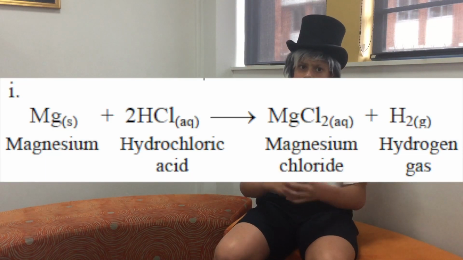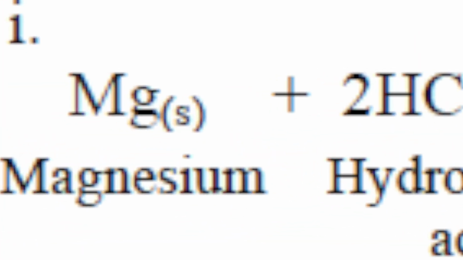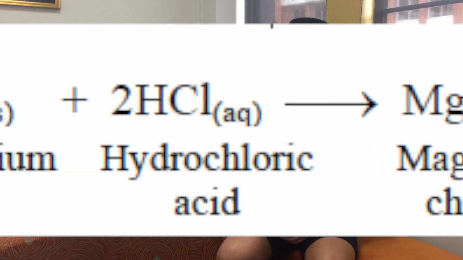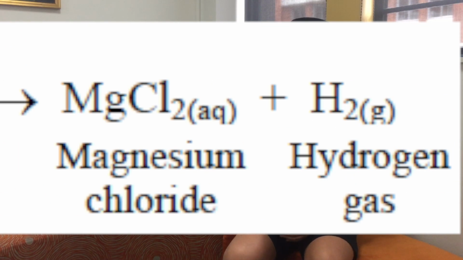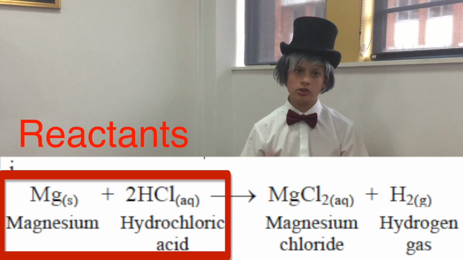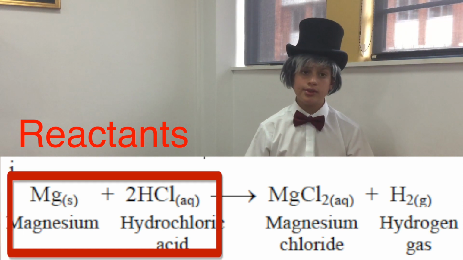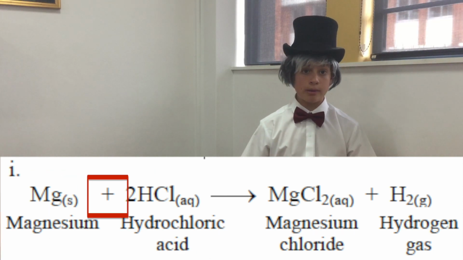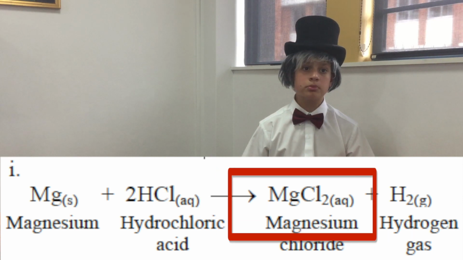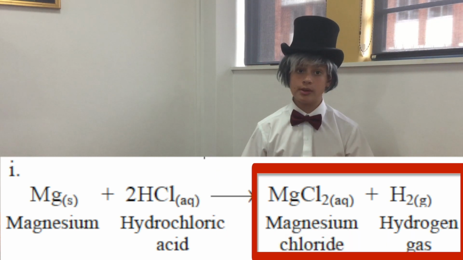One of the most efficient ways to show a reaction taking place is with a word equation. In this word equation, we are turning magnesium and hydrochloric acid into hydrogen and magnesium chloride. The reactants, magnesium and hydrochloric acid, are shown on the left, separated by a plus sign. The reaction is represented as an arrow that points to the products of the reaction, which are also separated by a plus sign.